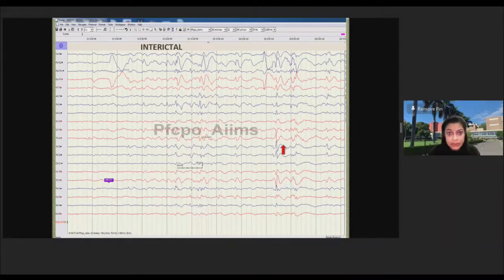Alison, would you concur with these? The sharps are also seen bilaterally. They are seen on both hemispheres. However, they seem to be better on the left temporal region around T3.